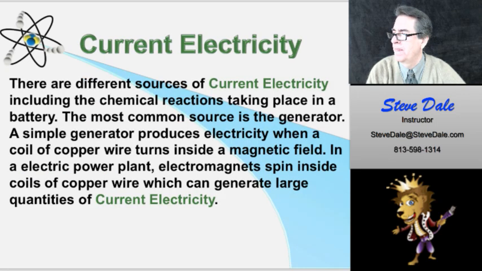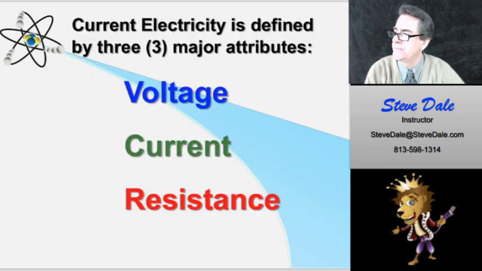Current electricity is a measurement of the amount of energy transferred over a period of time and is rated in amperes. There are different sources of current electricity, including the chemical reactions taking place in a battery. The most common source is the generator. A simple generator produces electricity when a coil of copper wire turns inside a magnetic field. In an electrical power plant, electromagnets spin inside coils of copper wire, which can generate large quantities of current electricity.